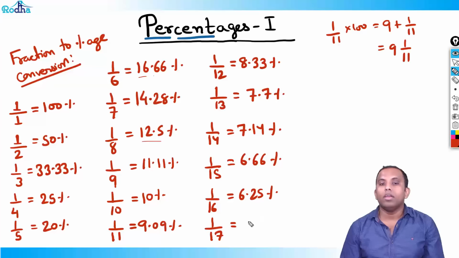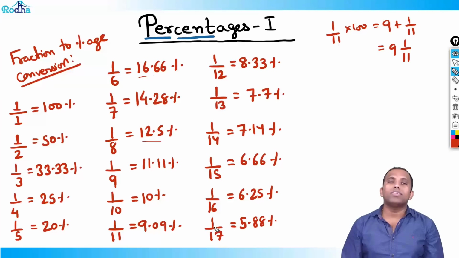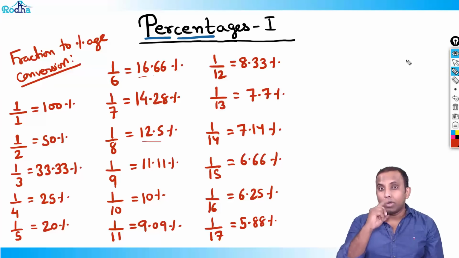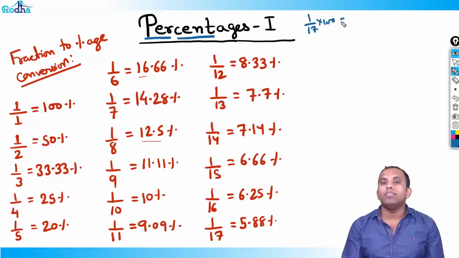Okay. 1 by 17. What is 1 by 17? You can remember here 1 by 17 is 5.88%. You can sense this value actually. For this kind of values, when it gets tougher, for 1 by 17 and all, if you multiply 1 by 17 into 100, how much is it? 17 sixes are 102, so it is slightly less than 6, because 17 into 6 is 102. Slightly less than 6, 5.88%. So this kind of approximation you can do.